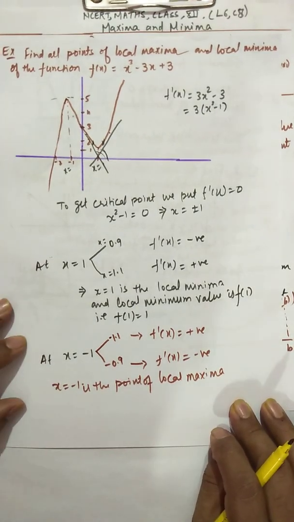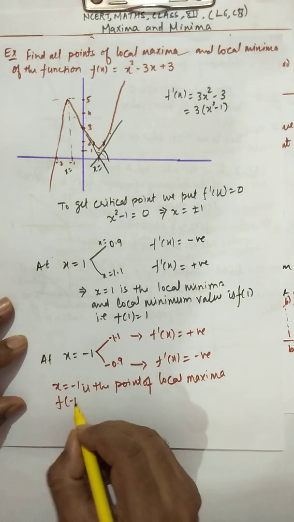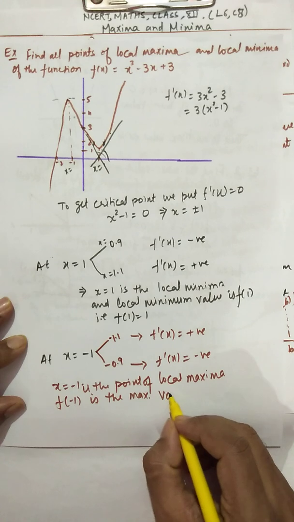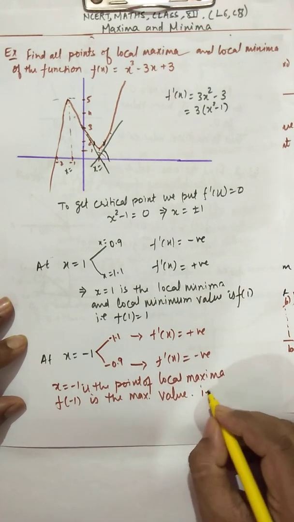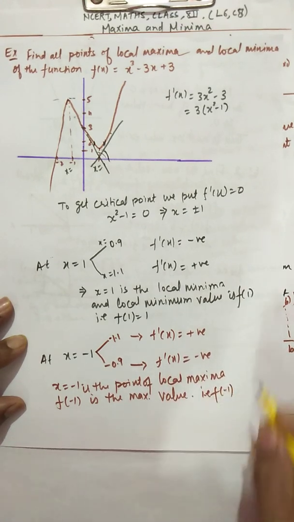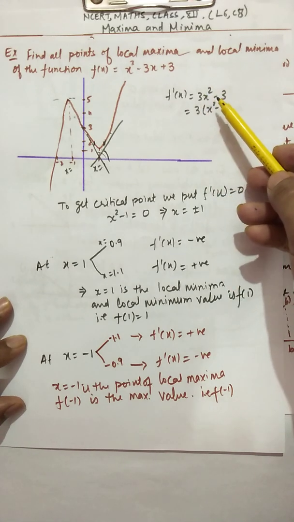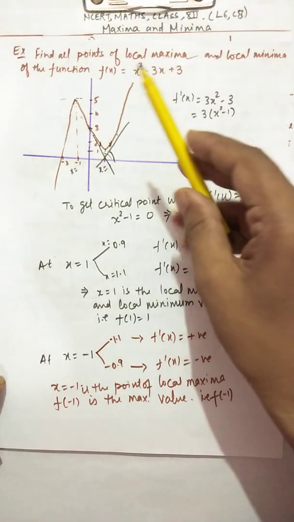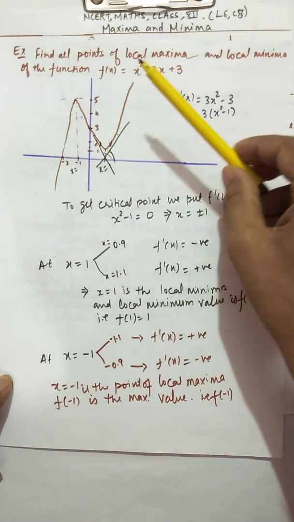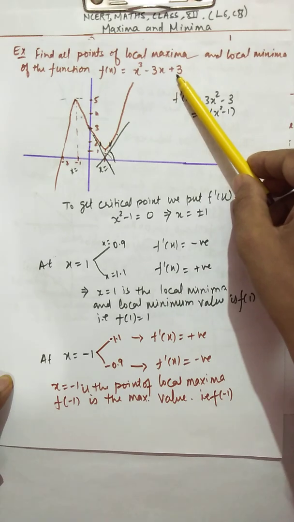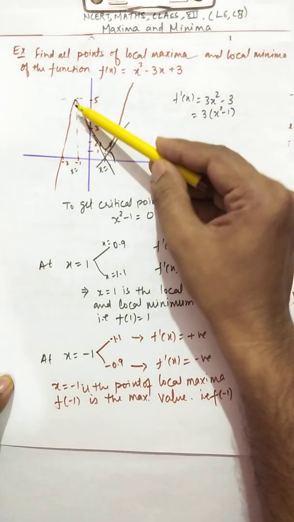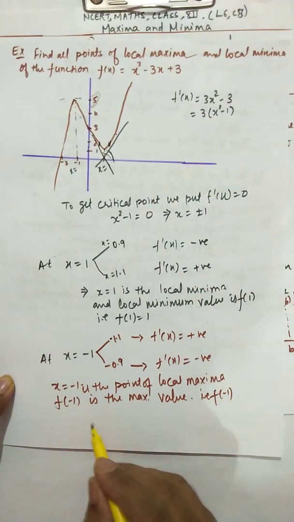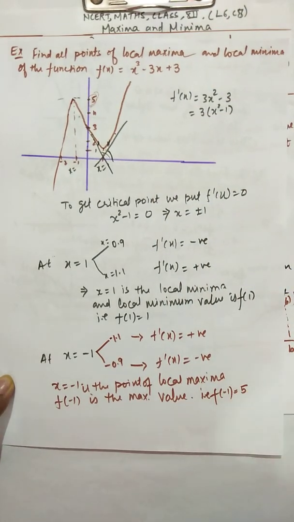This is the point of local maxima, and f(-1) is the maximum value, and you can calculate your f(-1). So you put the value here, this is -3 + 3, this is now the maximum value. So we calculate x³ - 1 + 3x + 3, so it's going to be 5. And in the graph also you can see that the maximum value is 5, so this is going to be 5.